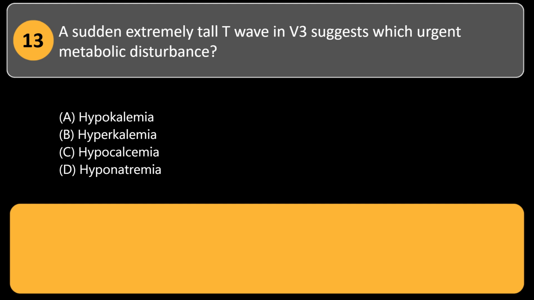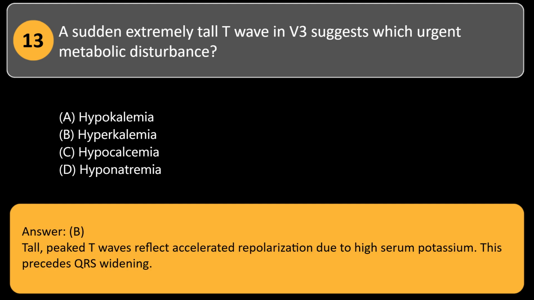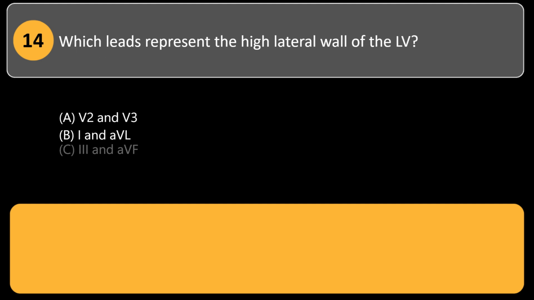A sudden extremely tall T wave in V3 suggests which urgent metabolic disturbance? A. Hypokalemia. B. Hyperkalemia. C. Hypocalcemia. D. Hyponatremia. Answer B. Tall, peaked T waves reflect accelerated repolarization due to high serum potassium. This precedes QRS widening.